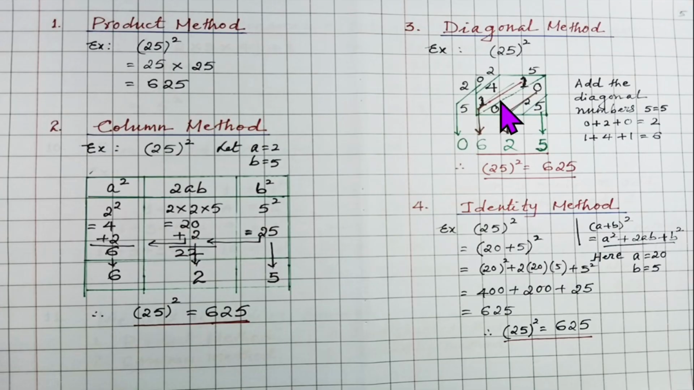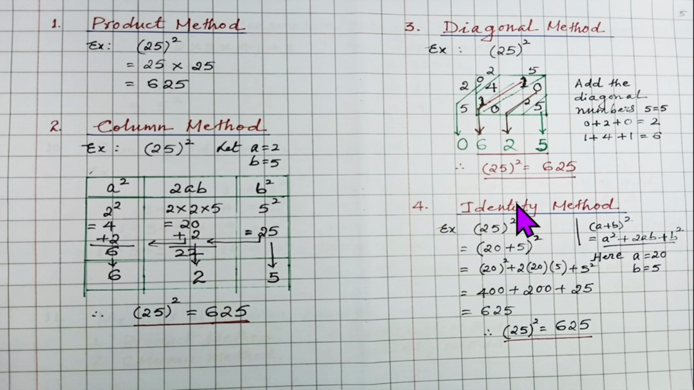Now in the diagonal method, make a square and write 2 and 5 in the vertical column and 2 and 5 in the horizontal row. Multiply: 2 into 2 is 04, 2 into 5 is 10, 5 into 2 is 10, and 5 into 5 is 25. Now add diagonally. The first diagonal is 5. The second diagonal: 0 plus 2 plus 0 is 2. The third diagonal: 1 plus 4 plus 1 is 6. The fourth diagonal is 0. Therefore we get the number 625. Again the square of 25 is 625, the same answer.